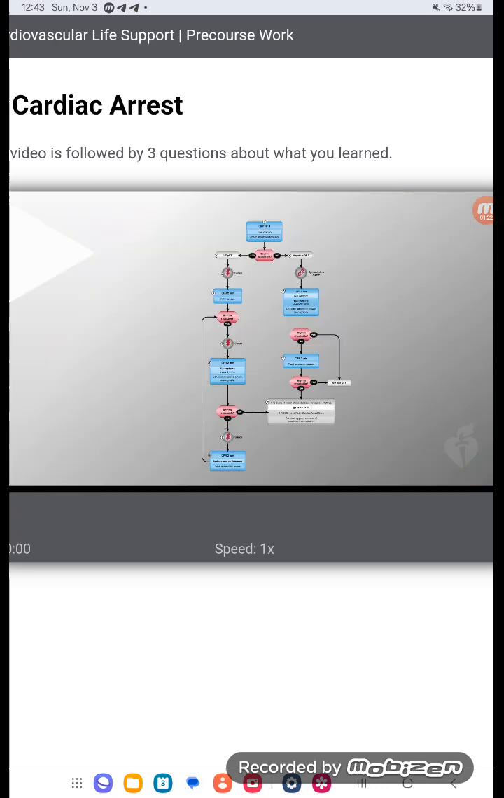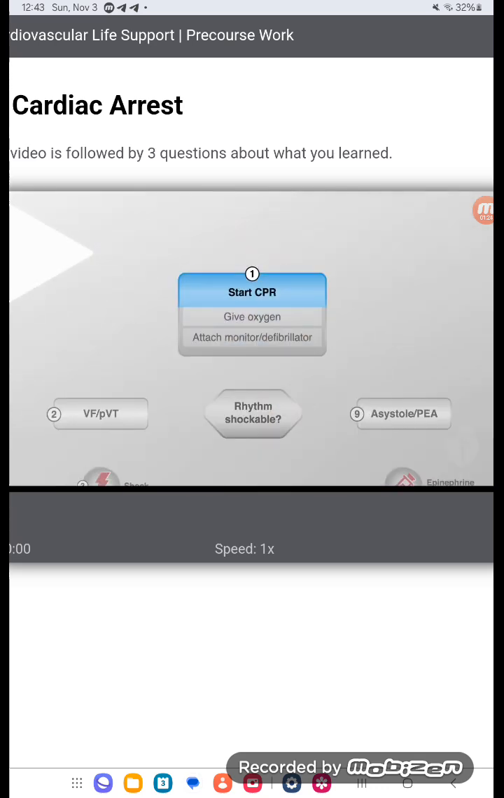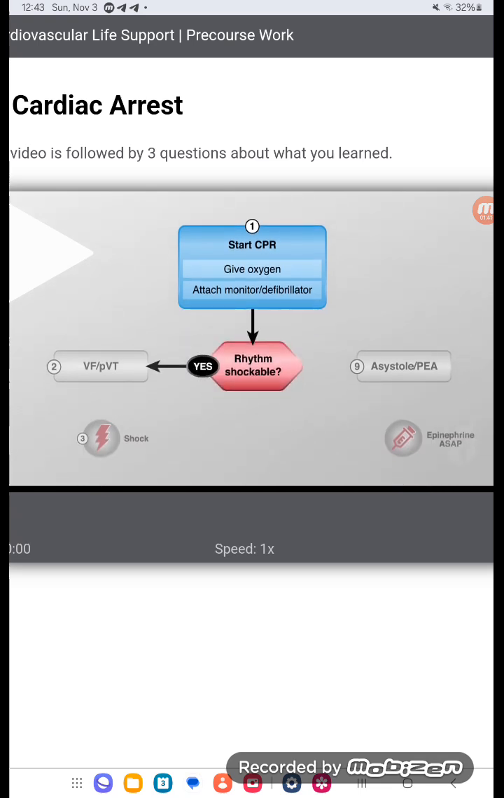After assessing the patient, the first and most crucial step is minimally interrupted high-quality CPR. The AHA recommends the use of audio and visual feedback devices to ensure that CPR quality is maintained and optimized during a resuscitation attempt. Treatment then branches into two pathways, one for shockable rhythms, which include VF and pulseless VT, and a pathway for non-shockable rhythms, asystole or PEA.